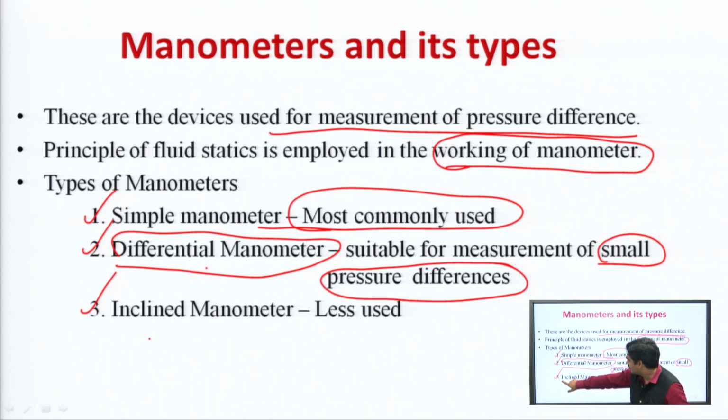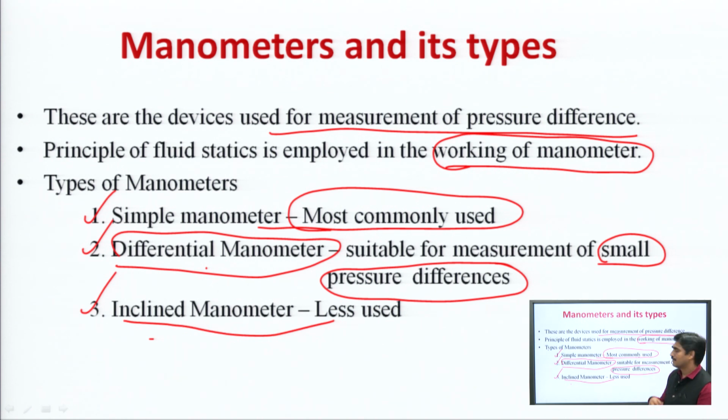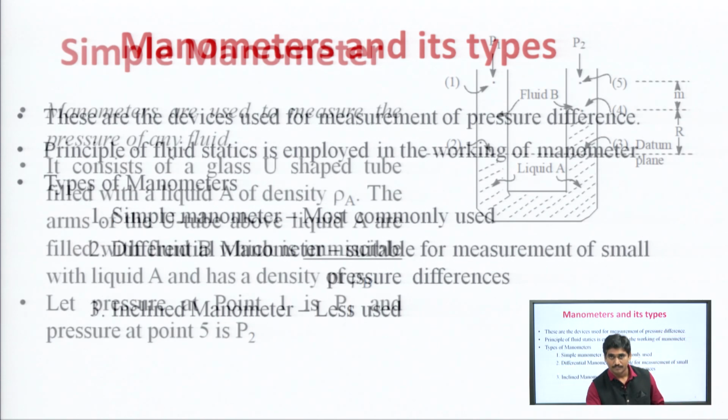The third point is inclined manometer. This is the third type of manometer. These manometers are very less frequently used, but they are also used for the measurement of small pressure differences.